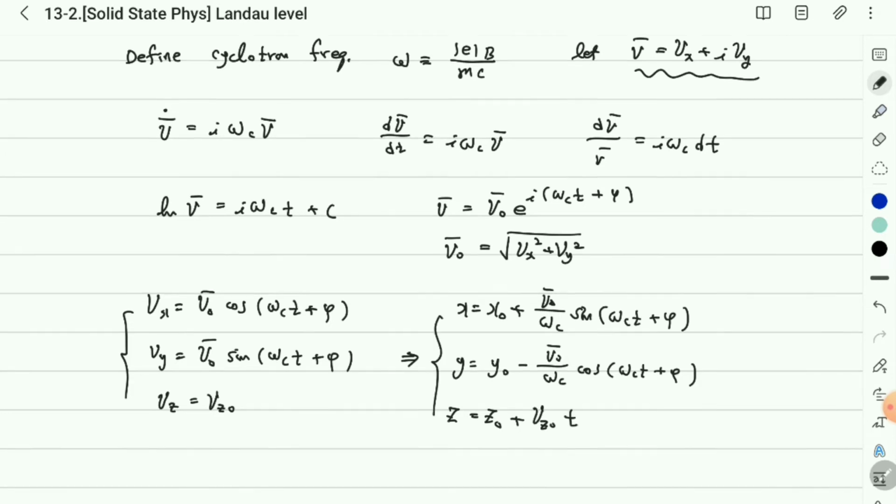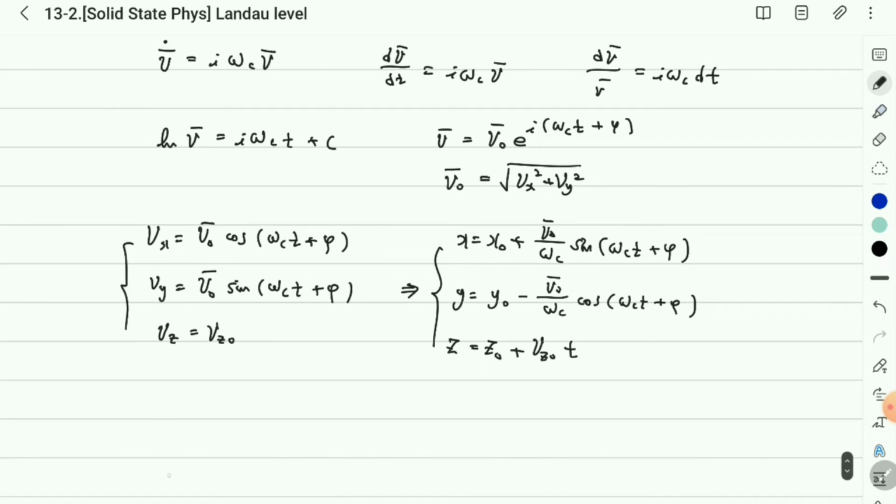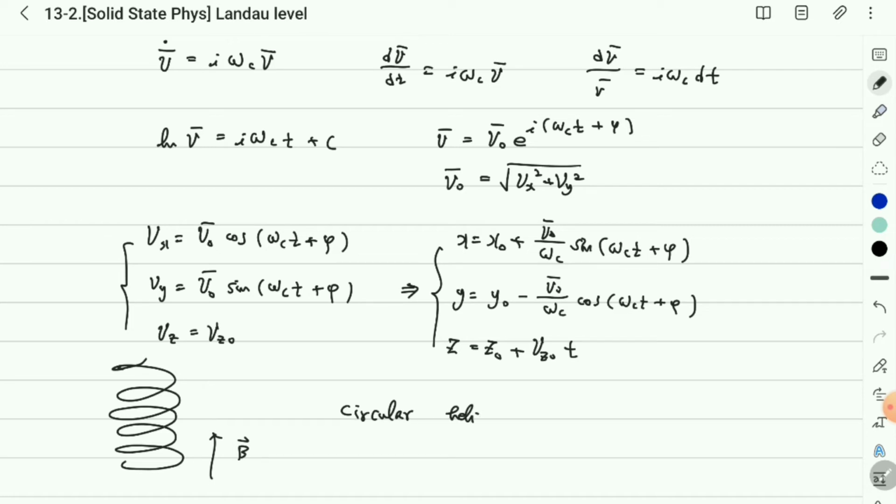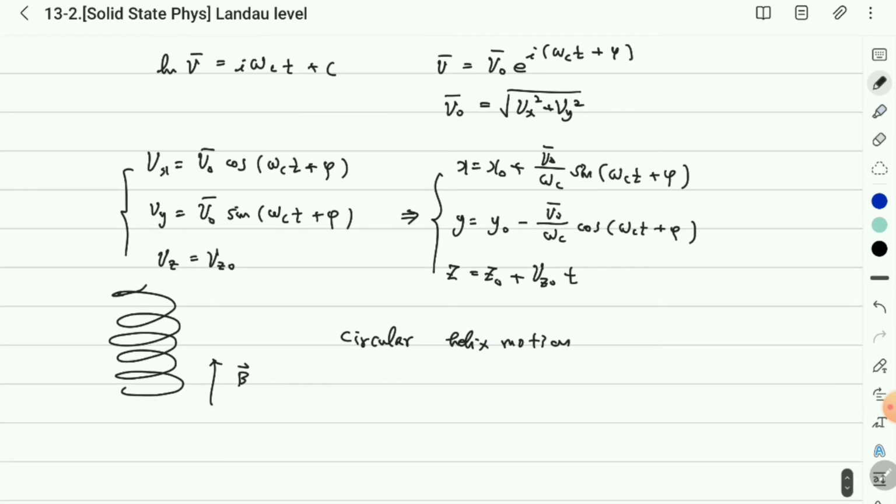It means that it is a circular helix motion in the magnetic field along the g direction: circular motion in the xy plane while it goes up in the g direction, so it is a helix, a circular helix motion. Yeah, it is a classical description of electron trajectory in a high magnetic field.